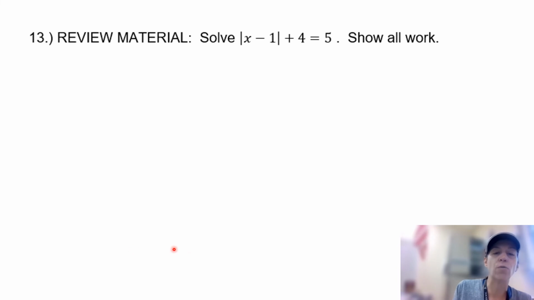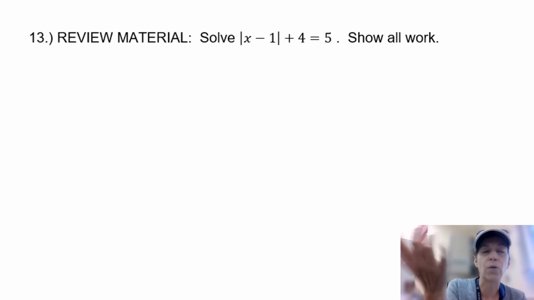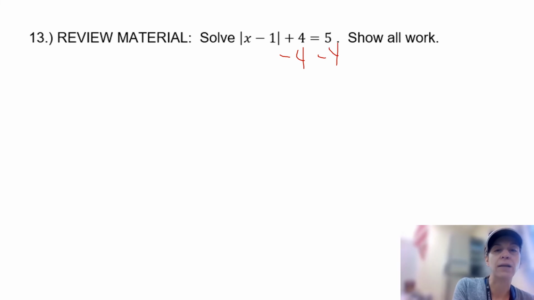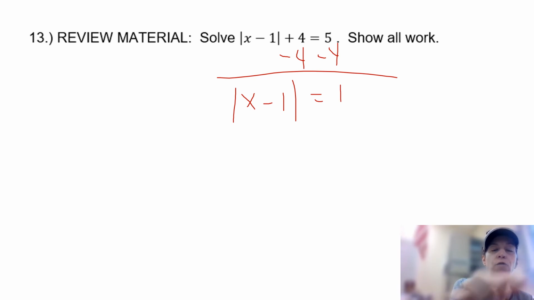Number 13 was review material. And I think I gave you in the review that we did in class some ways that you could do this. You could try guess and check. I mean, you could try a lot of different things, but the way I would do it is I would start by subtracting 4, so I could get that absolute value by itself. Before you can apply the definition of absolute value, you do need to get that absolute value by itself.